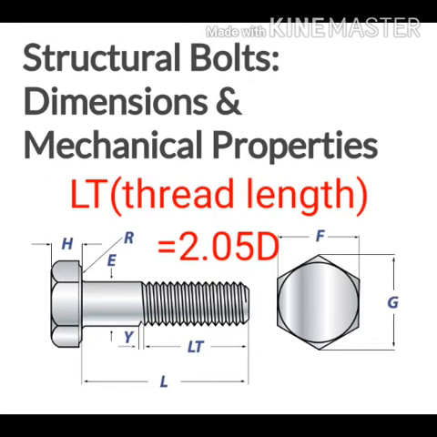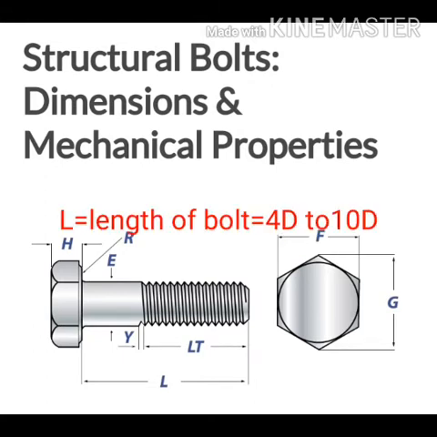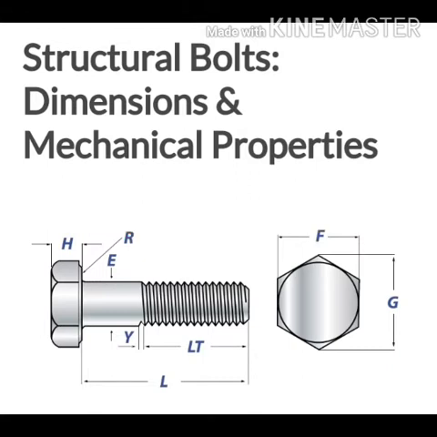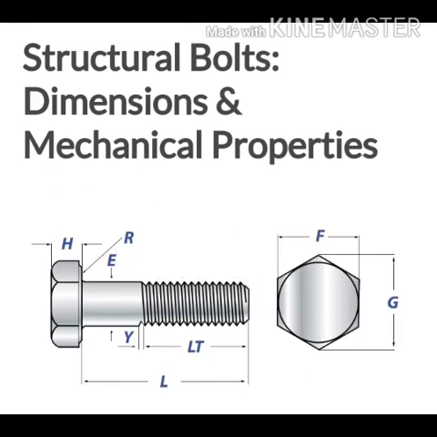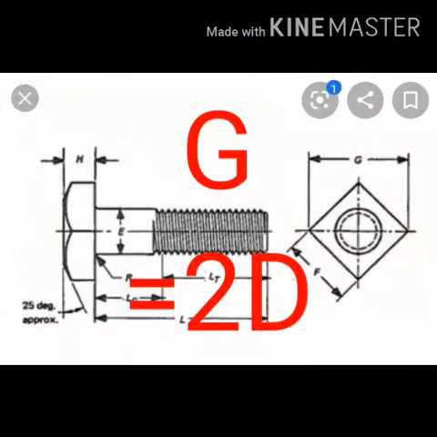That means length of the bolt. Normally its value is 4d to 10d. Next, in the side view 2 parameters are marked, F and G. Here F means the flat to flat width. Its value is always 1.732d, whereas G means the corner to corner distance. Its value is 2d.